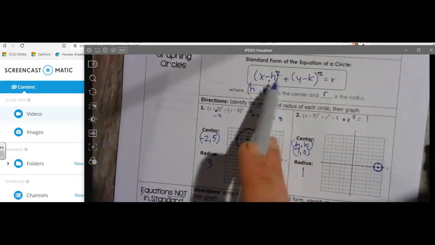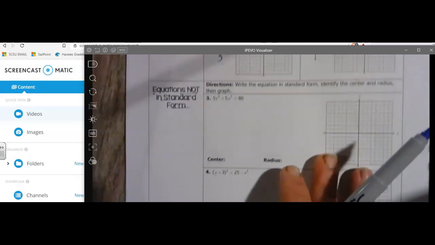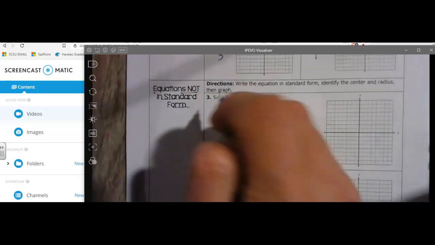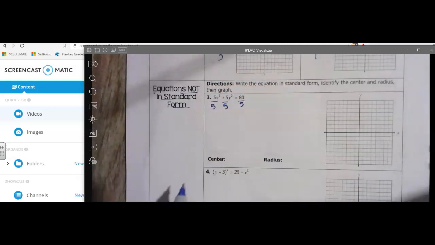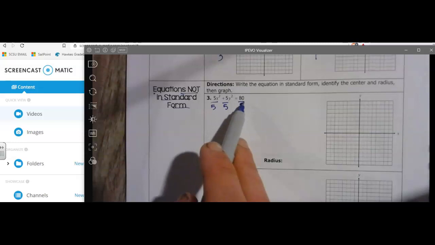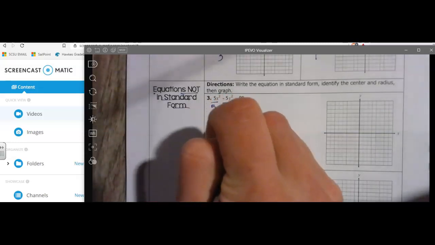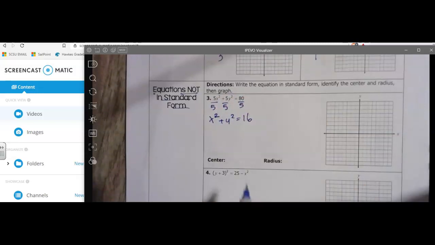Now if h and k are 0, then it's fine. You just have an x squared and a y squared. But if we have a 5 in front or something like that, one thing we can do is divide it out. Luckily, 5 divides into every term, otherwise we couldn't do that. So we have x squared plus y squared is equal to 16.